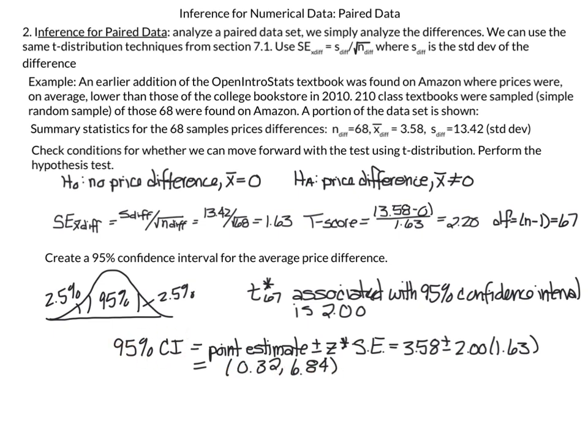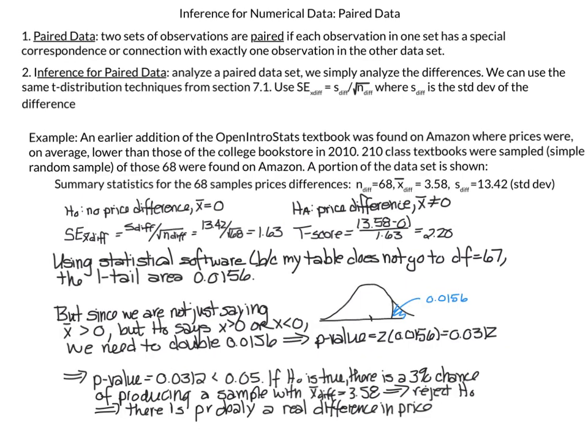between 0.32 and 6.84. To review what we covered in this video, we looked at paired data, and paired data is when two sets of observations are paired. Each observation in one set has a special correspondence or connection with exactly one observation in the other data set. So when we analyze paired data, we're going to analyze the difference. In other words, subtract one observation from the other. We can use the same t-distribution techniques from our previous video, and we're going to use that same standard error. The standard error on the mean difference is equal to the standard deviation for the difference divided by square root of n, where n is the sample size.